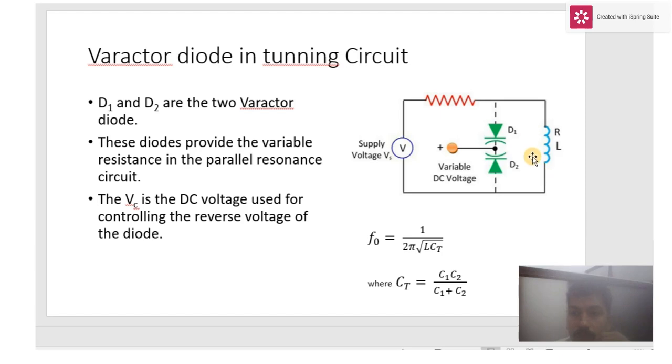Here L is considered as the load, and only the capacitance can be varied. Whenever you vary the capacitance, the frequency will vary. We have two capacitances from D1 and D2, so C_T is equal to C1 C2 divided by C1 plus C2. This is a basic application of a Varactor diode based circuit. We call this a tuning circuit. We are tuning the circuit based on the frequency variations you apply in the circuit.